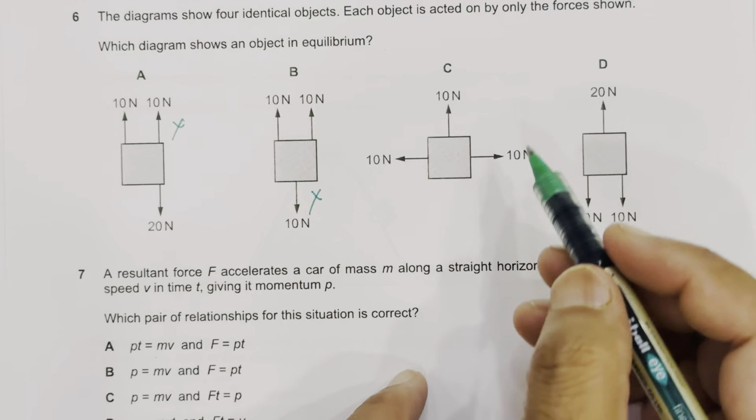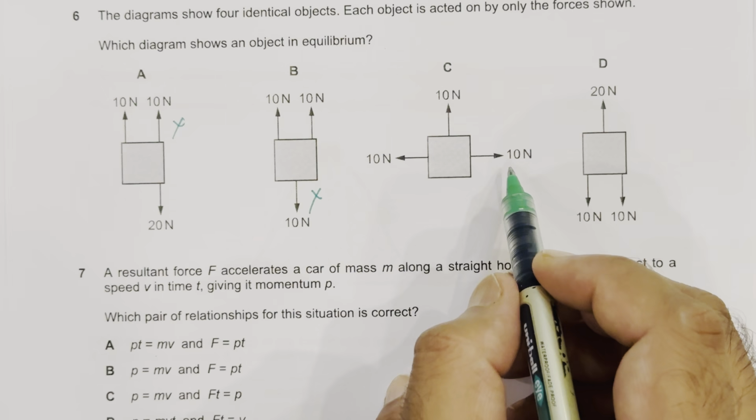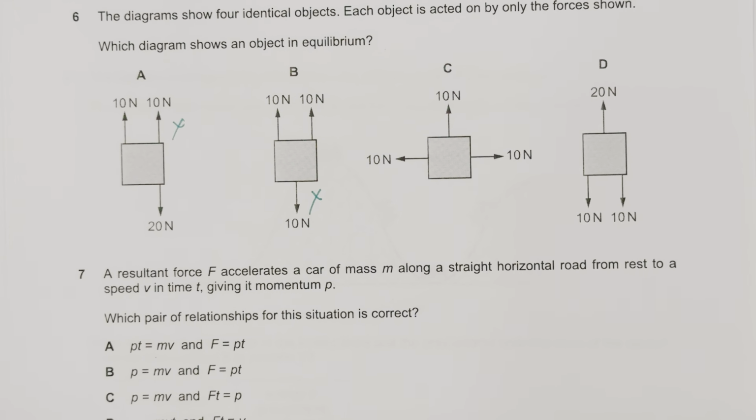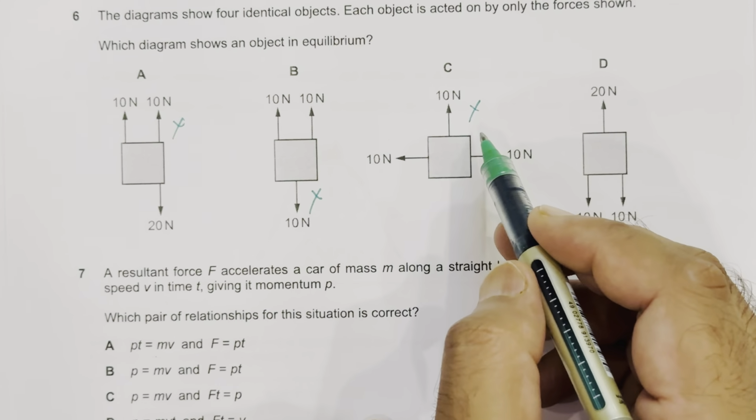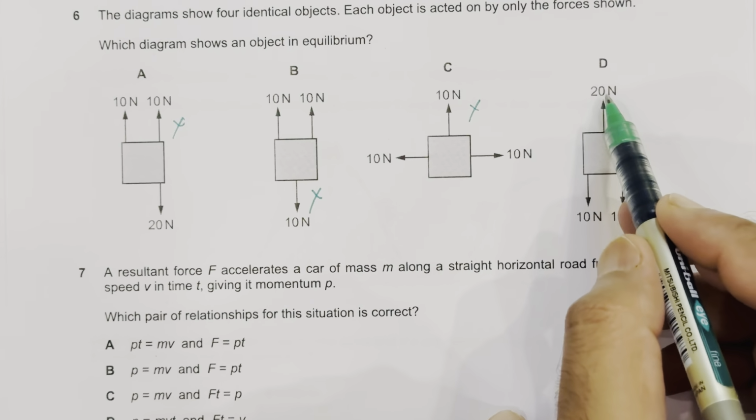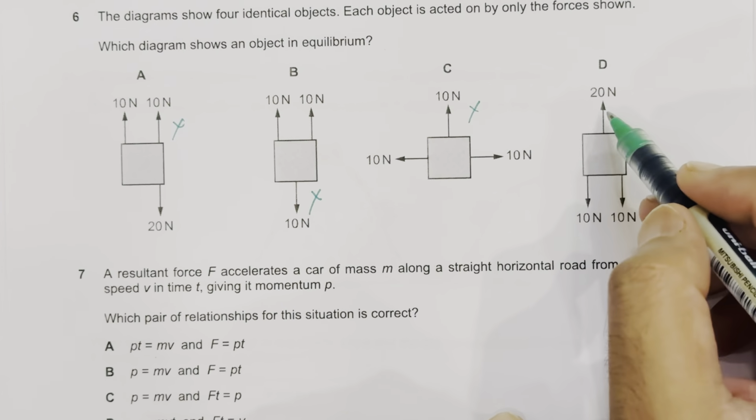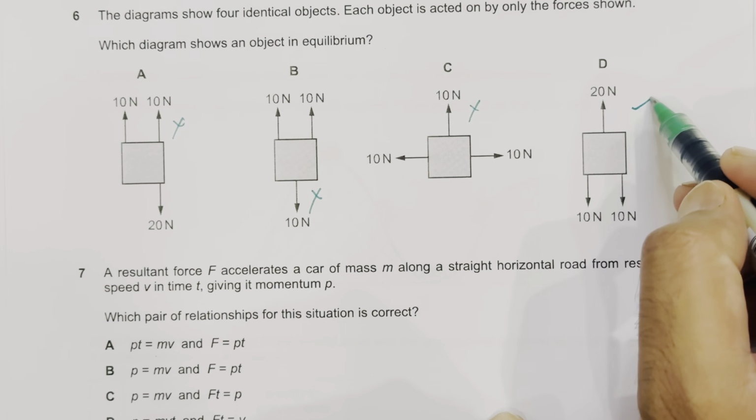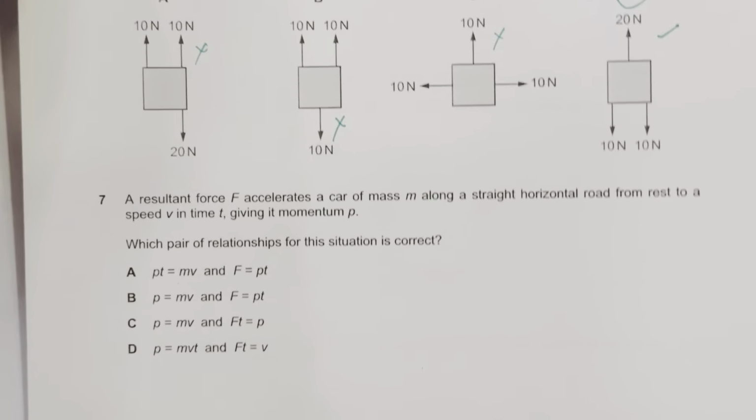Moving to option number C, we can say that object is pulling towards the left with 10 Newton, but object should be 10 Newton towards the downwards for the resultant force to be 0. So option C is also incorrect. Now option D has the upward force 20 Newton and the downward force is also 20 Newton, and this object is carrying the 20 Newton at the center. So option number D is the right option. So this was an easy and simple question of the resultant forces.